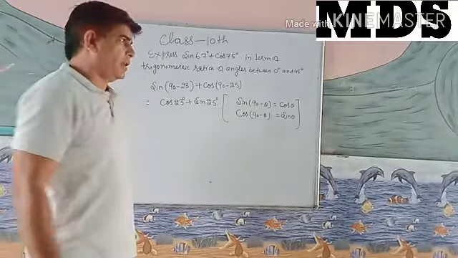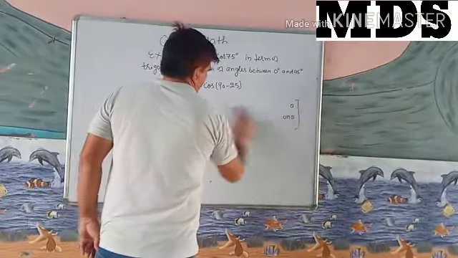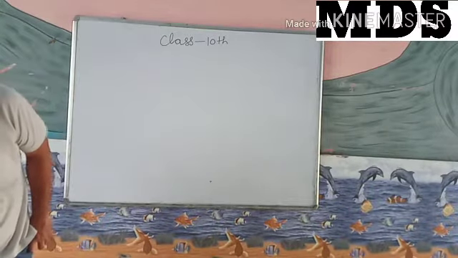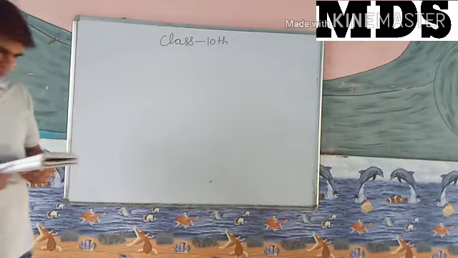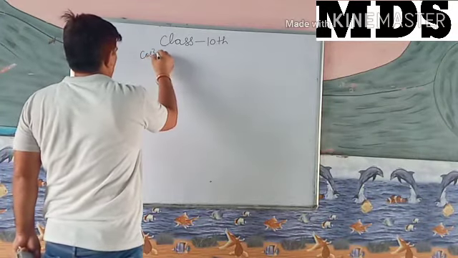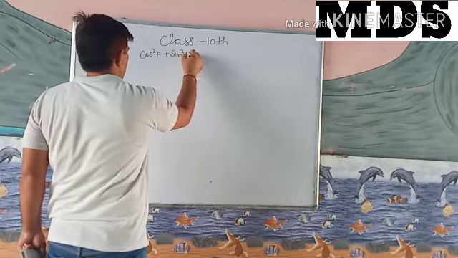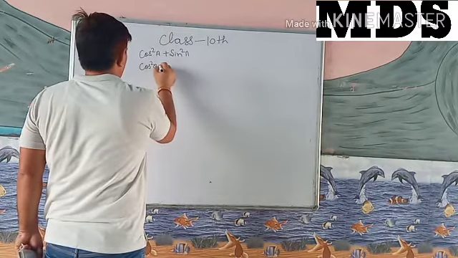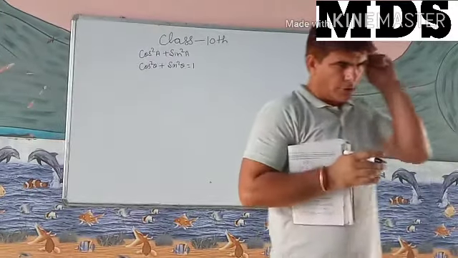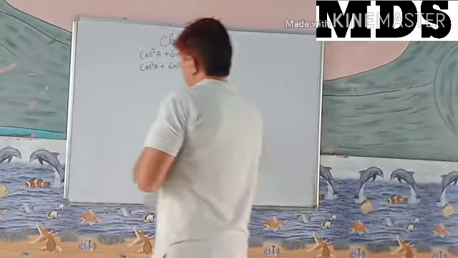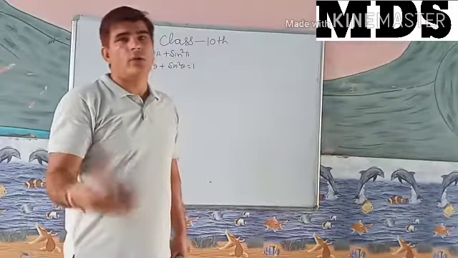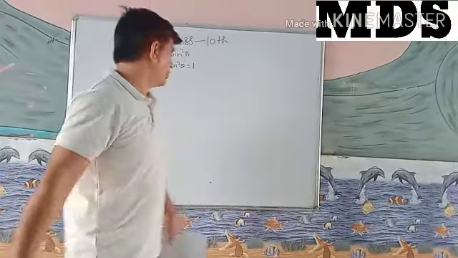Now next topic, trigonometric identities. So one trigonometric identity is this: cos square theta plus sin square theta equals 1. Understood? It means this is always true. Many students know that sin square theta plus cos square theta is equal to 1, but how can you prove it? Many students ask, sir, how?